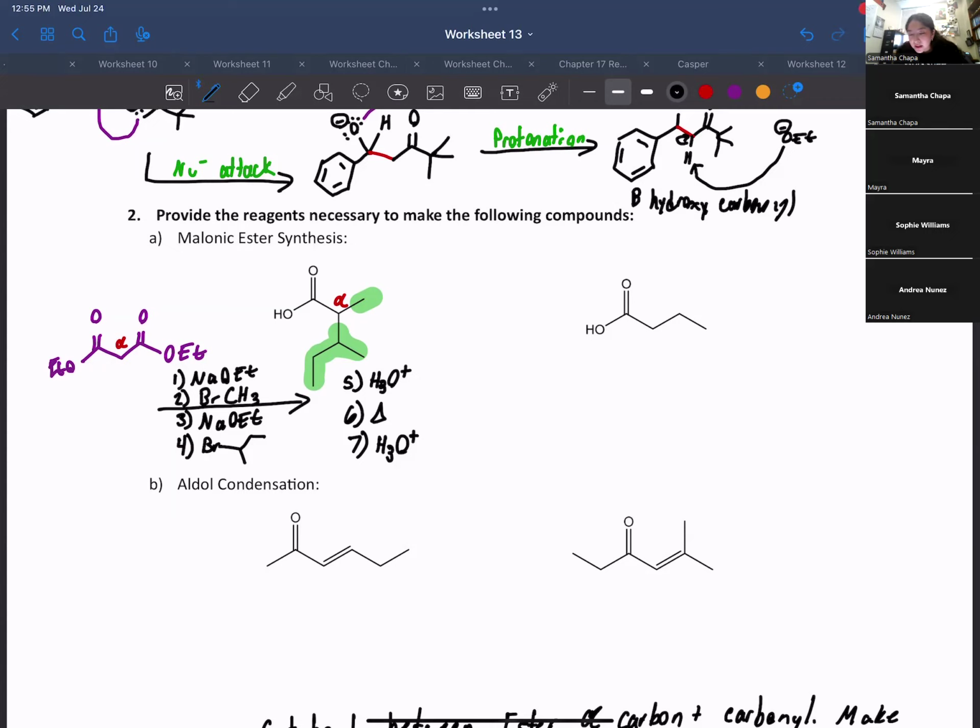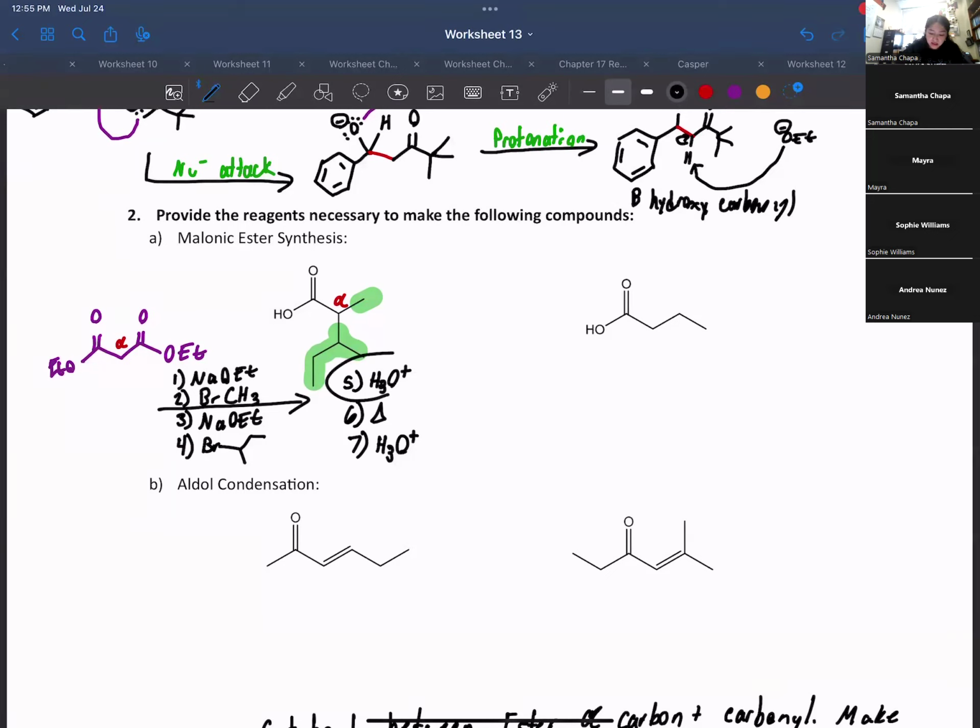Why did we need the other equivalent of H3O+? Just because that's what I gave. Again, usually your product for malonic ester synthesis is just going to be another ester. But since I gave you an OH group, then our last part is going to be H3O+. And another reason is because H3O+ will only convert one ester into a carboxylic acid.